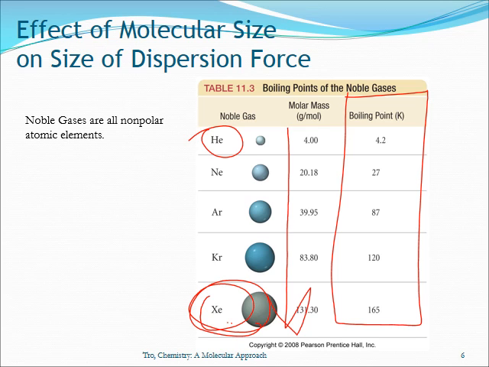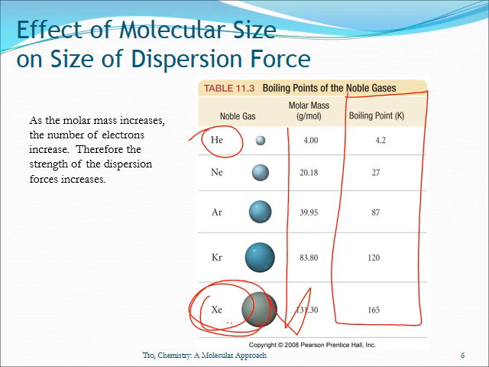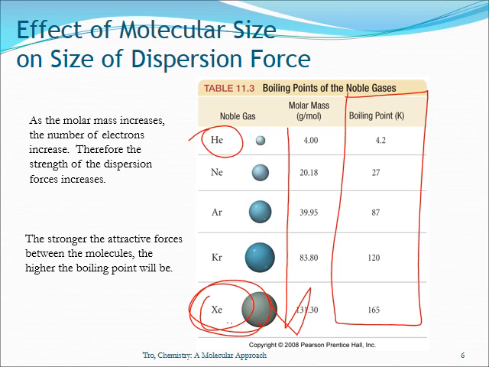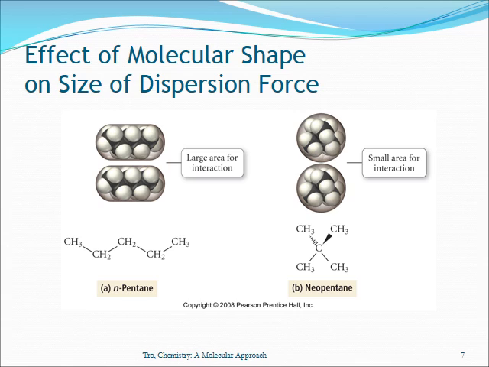Now, even though, like it says, noble gases are all nonpolar atomic elements, that's okay. It still has dispersion forces because it has electrons, and so all that electron cloud can actually make an induced charge, very, very transient, very short-lived. And it says the stronger the attractive forces between the molecules, like we said, the boiling point will also be higher. So this is the second point.